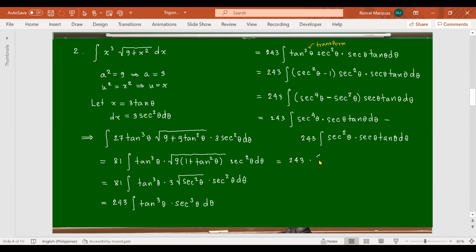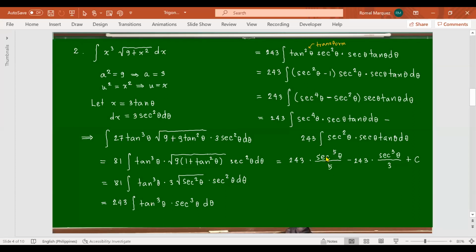So u to the n plus 1 all over n plus 1, minus 243 times, again, u to the n du. What's the integral? u to the n plus 1 all over n plus 1 plus c. Okay, guys?